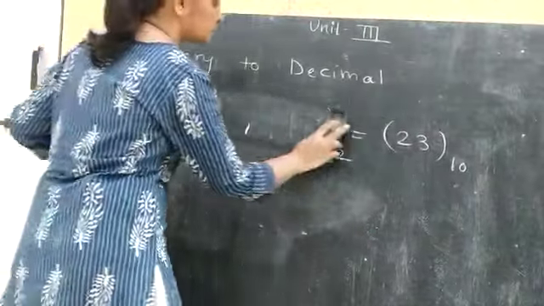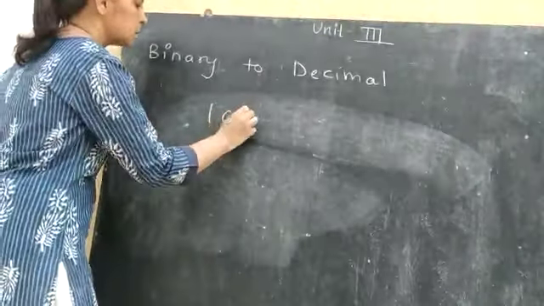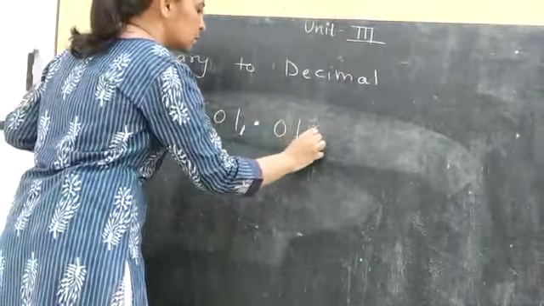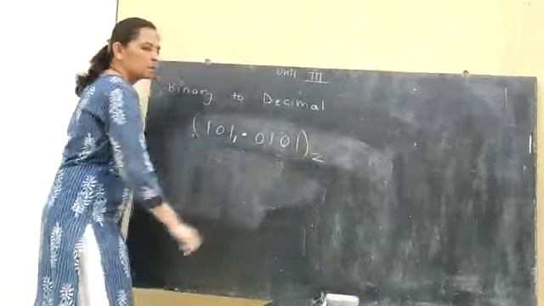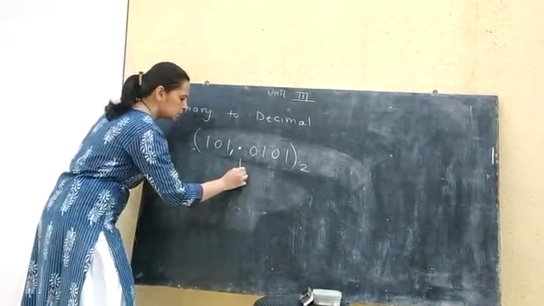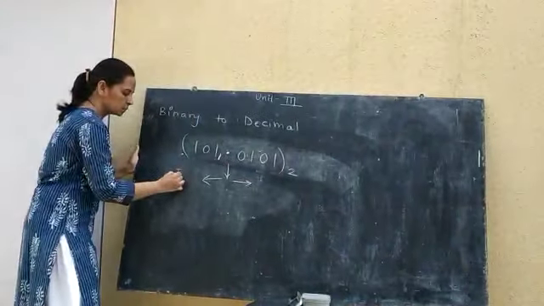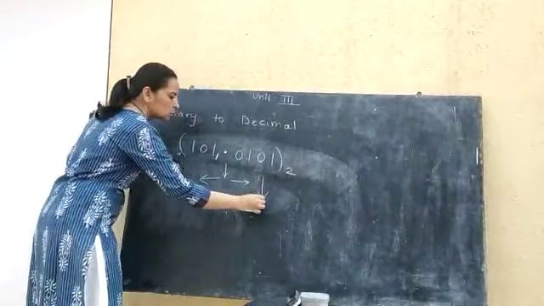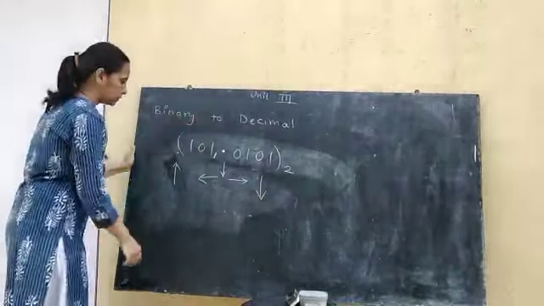Now, one more example we'll see. 101, now I am giving a decimal point, 0101 to the base of 2. So here is your decimal point. Here go on increasing the power of 2, and here go on decreasing the power of 2 on the right-hand side of the decimal point.